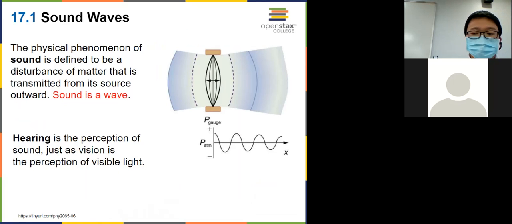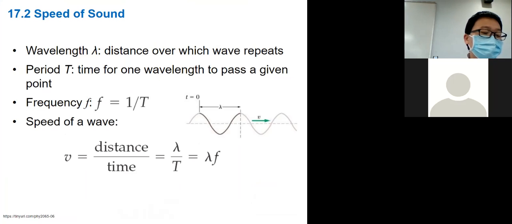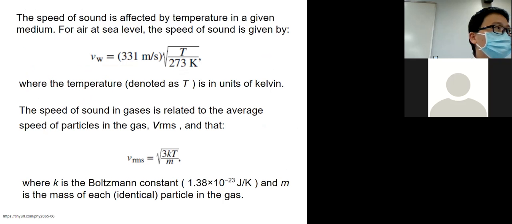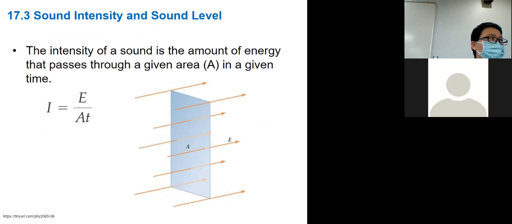So last time we talked about sound. Sound is a wave, and hearing is the perception of the sound. Because it's a wave, you can use quantities to describe its frequency, speed of wave, period, and wavelength. The speed of sound is different in different materials. It also depends on temperature in the same material. For temperature dependence, it's proportional to the square root of the temperature. So that's the summary of the left page.